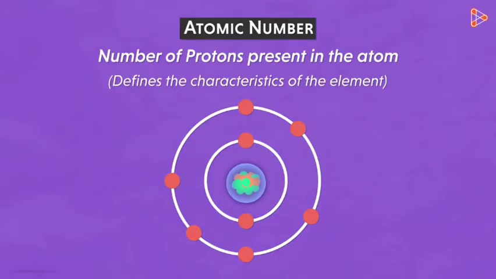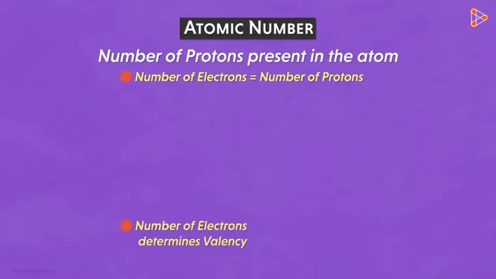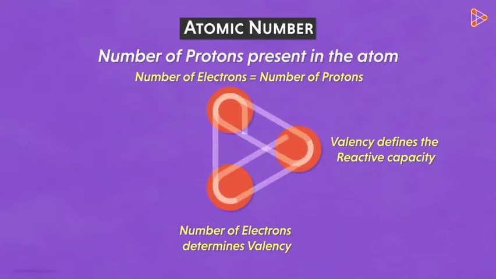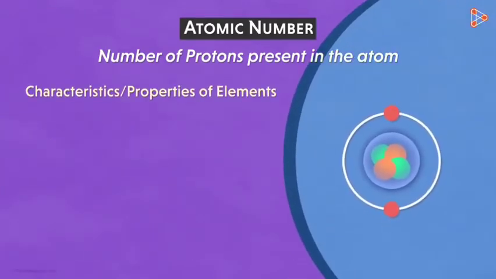And why so? Just think about it. We know that the number of electrons is equal to the number of protons in an atom. We also know that the number of electrons will determine the valency and thus the reactive capacity of an atom. So now can we connect the dots? Yes, the characteristics of elements will include a few properties. And these properties will be based on the reactivity of the atoms, right?